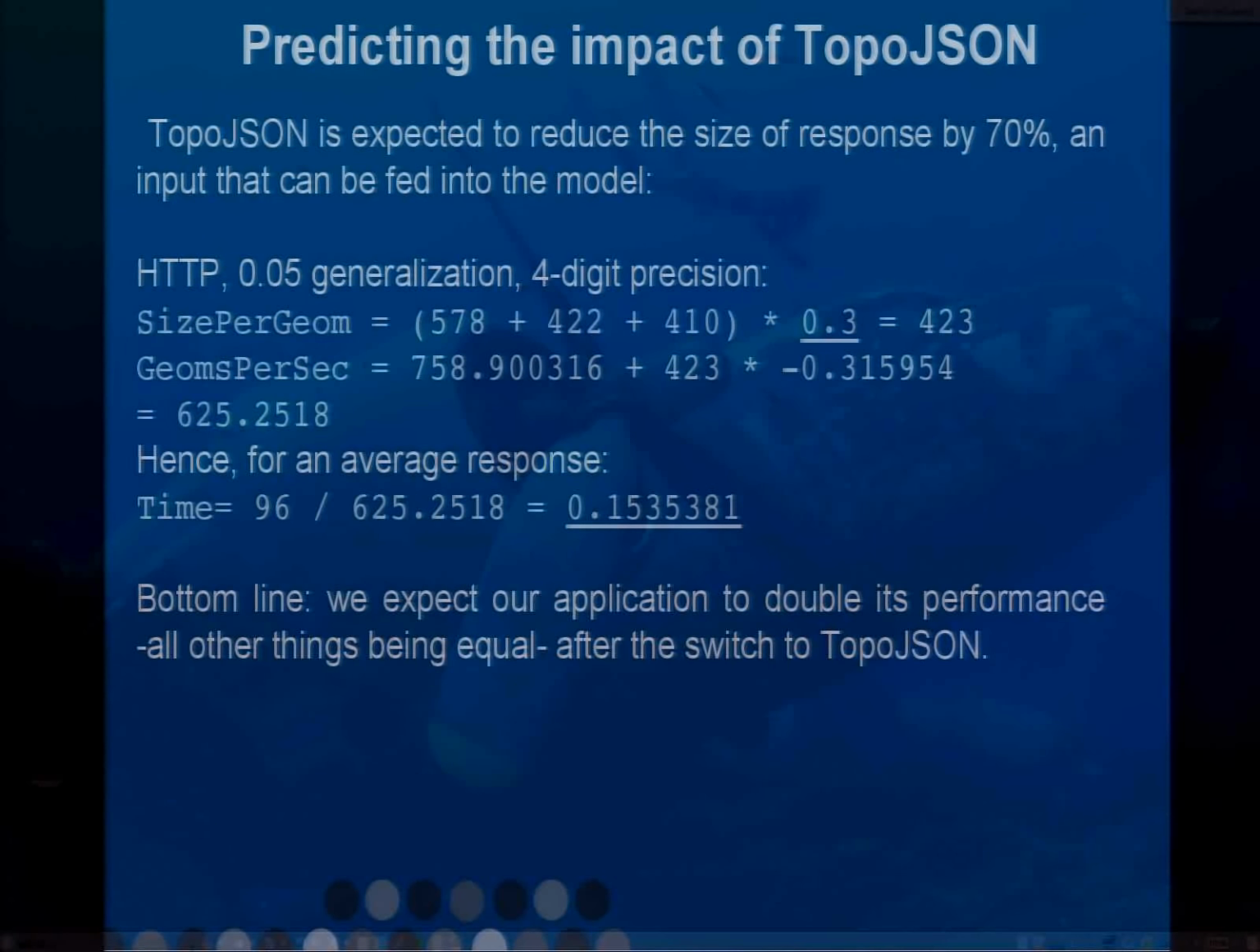Now, last slide. Predicting the impact of TopoJSON. Same model as before. The only thing is the size per geometry, which we know is reduced by 70%. So I introduced the underlined factor there. And what I get is that it will roughly double the performance. So by using TopoJSON instead of GeoJSON, I'm expecting our system to be twice as fast. This is the prediction. I hope that it will turn out to be true.